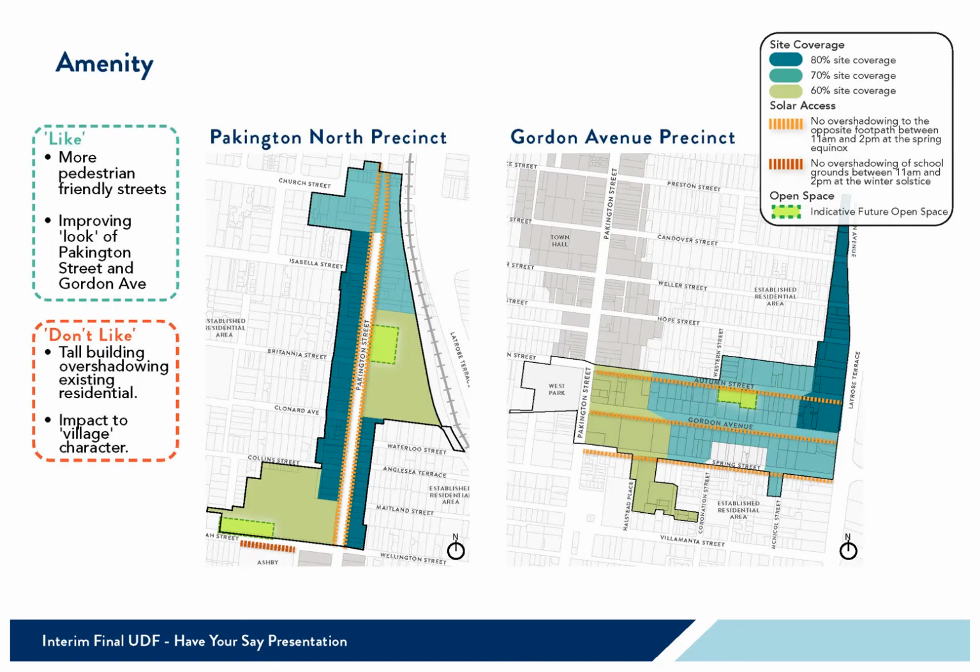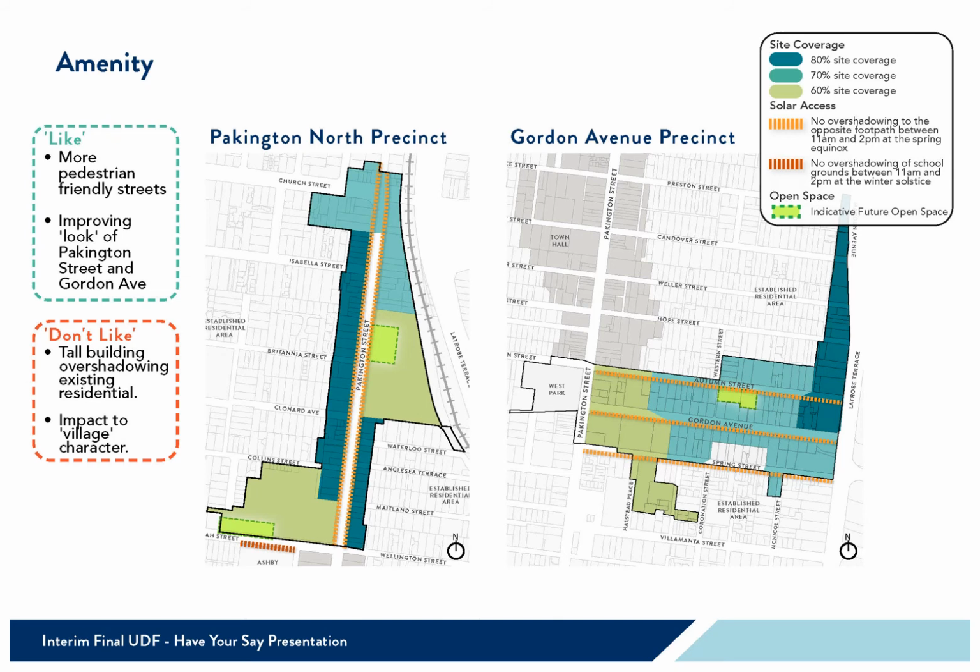In response to consultation feedback relating to minimizing the impact of taller buildings, the interim final introduces site coverage and solar access controls in both the Pakington North and Gordon Avenue precincts. Site coverage relates to the amount of space within the site that can be taken up by buildings, which allows for more space to be used for other elements like landscaping. These introduced controls respond to the different characteristics and context of the site as follows.